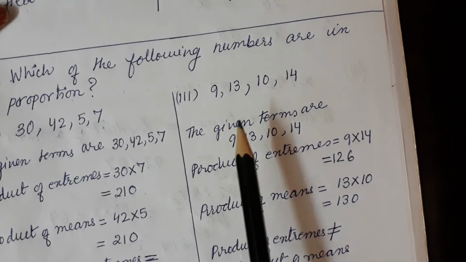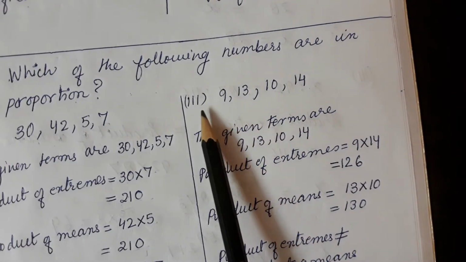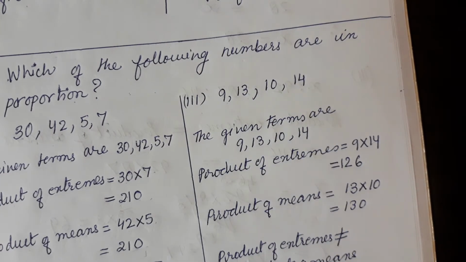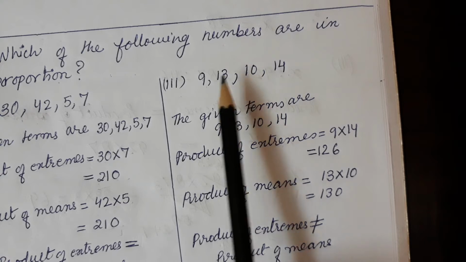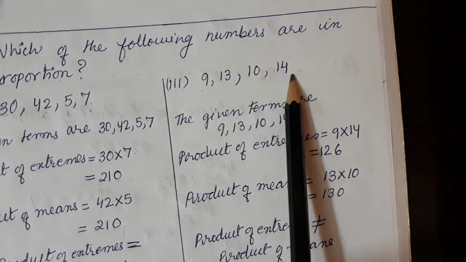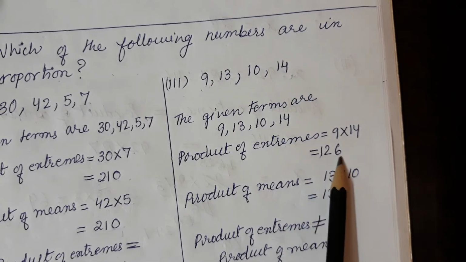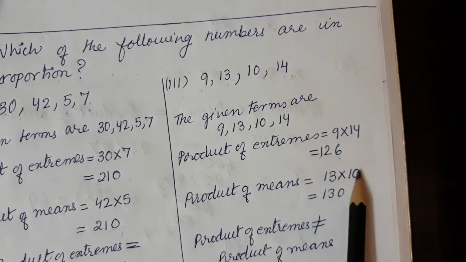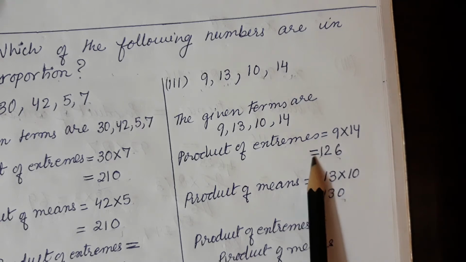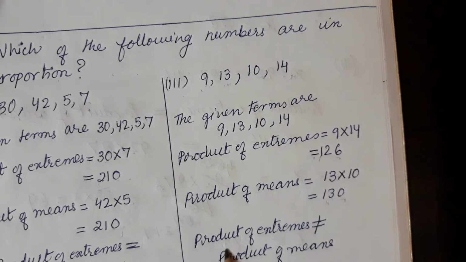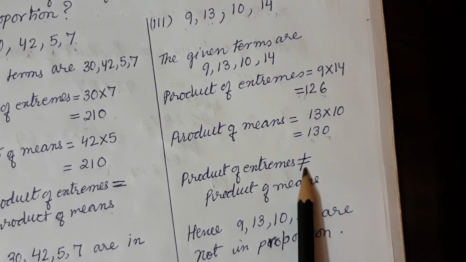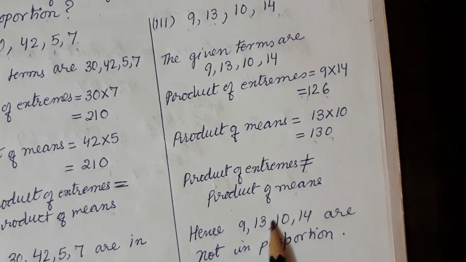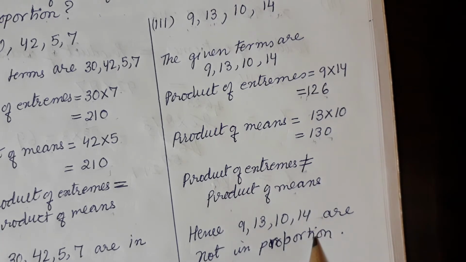Now we see another example, sub number 3. Here we have the numbers 9, 13, 10, 14. The product of extremes, that is the first and last numbers, 9 and 14, we get 126. The product of means, the second and third terms, that is 13 into 10, is 130. Here we see the difference in the product. It means the product of extremes is not equal to the product of means. So therefore these given numbers are not in proportion.